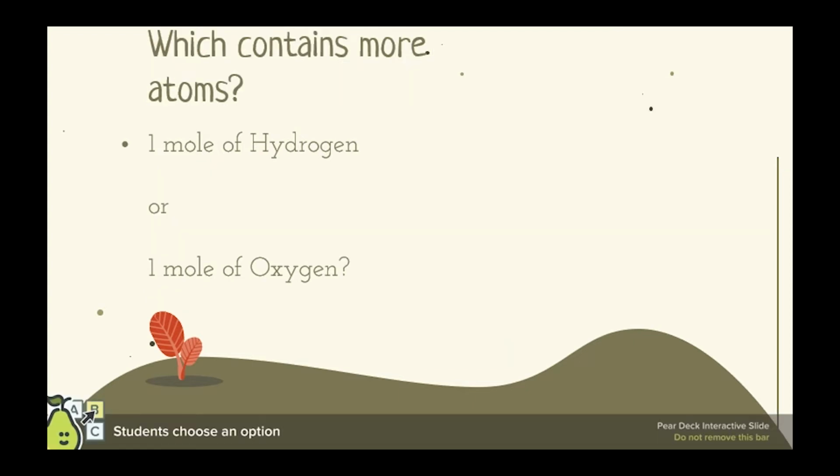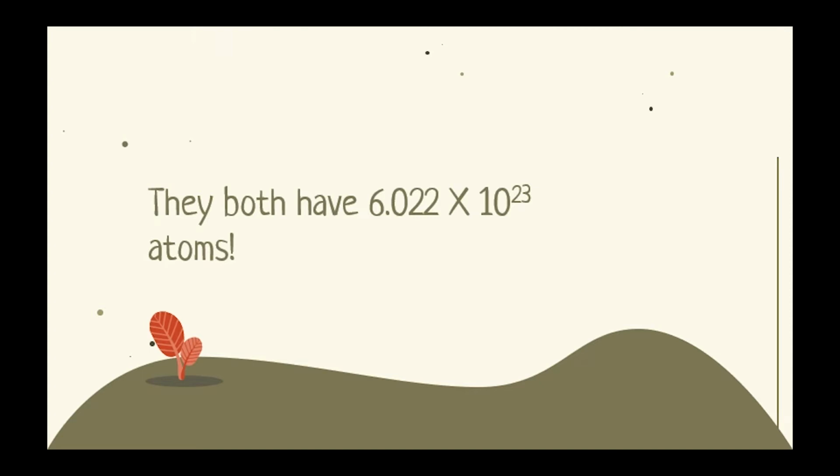Which would contain more atoms, though? Would 1 mole of hydrogen contain more atoms or 1 mole of oxygen? What do you think? That's a bit of a trick question because they would both have the same number of atoms, which is Avogadro's number, 6.022 times 10 to the 23rd atoms. So even though 1 mole of hydrogen and oxygen have a different mass, they still have the same number of atoms or particles. And we can think of that because if we remember back to atomic radius, oxygen and hydrogen would have different atomic radii. They're simply different sizes.